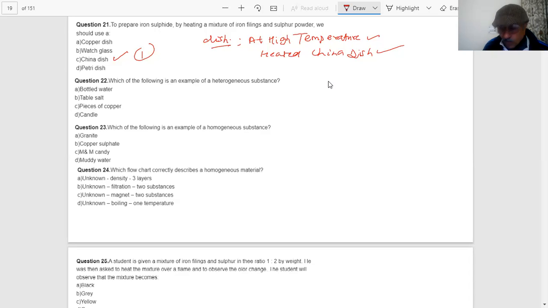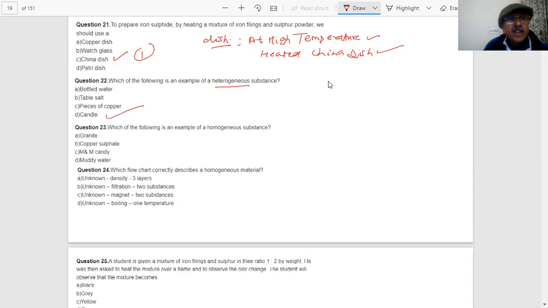Next question on the screen, student. Which of the following is an example of heterogeneous substance? The D part, candle. Bottled water. Water is a compound. Table salt is a compound. Copper is a pure substance.